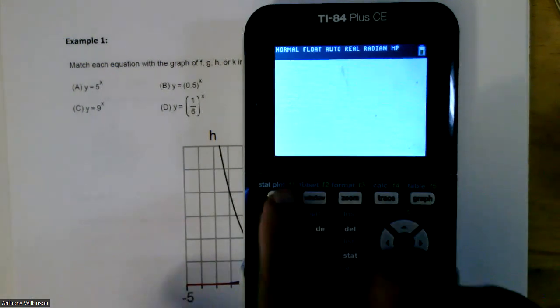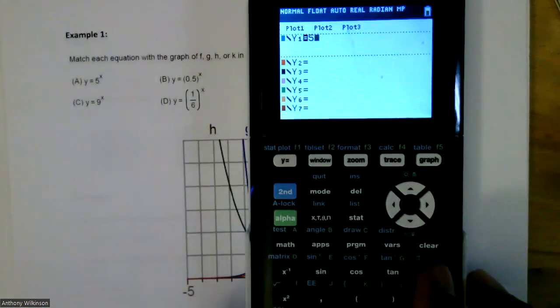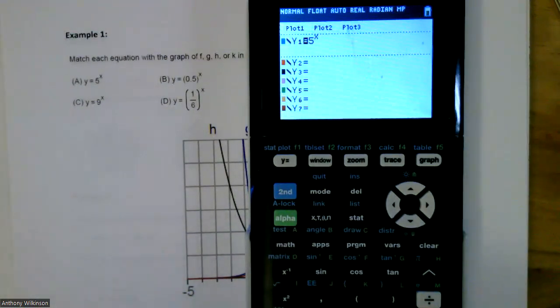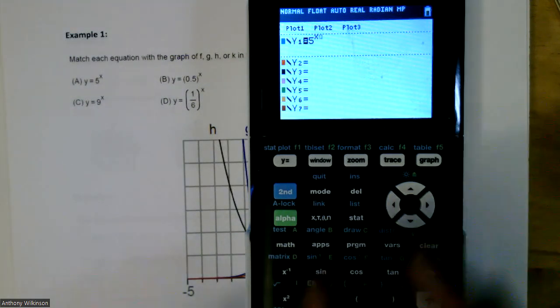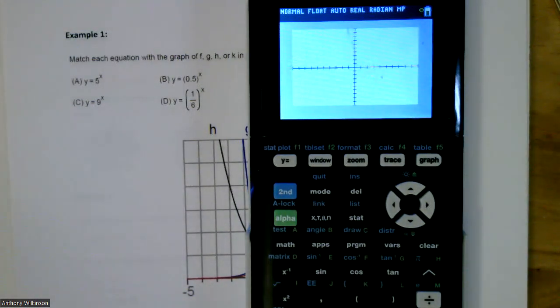All right, so if I go to y equal to, let me clear the equation out. If I type in 5 raised to the x, I'll press the number 5, press the hat key, and then X,T,theta,n for the x. And what I would do here, I'd just go ahead and do the Zoom 6 for the standard window.